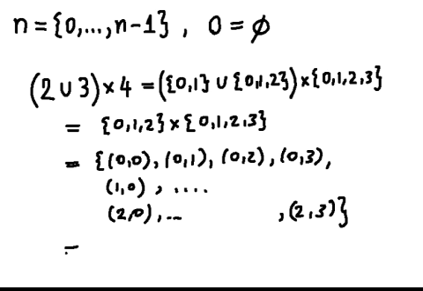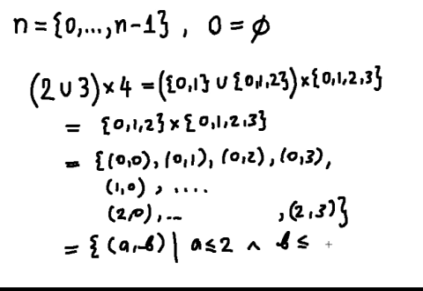We could write it out in a little bit more economical way using arithmetic of natural numbers. We could say that it's the set of all ordered pairs (A, B), where A is less or equal to 2 and B is less or equal to 3. And we also have to say that A and B are both natural numbers.